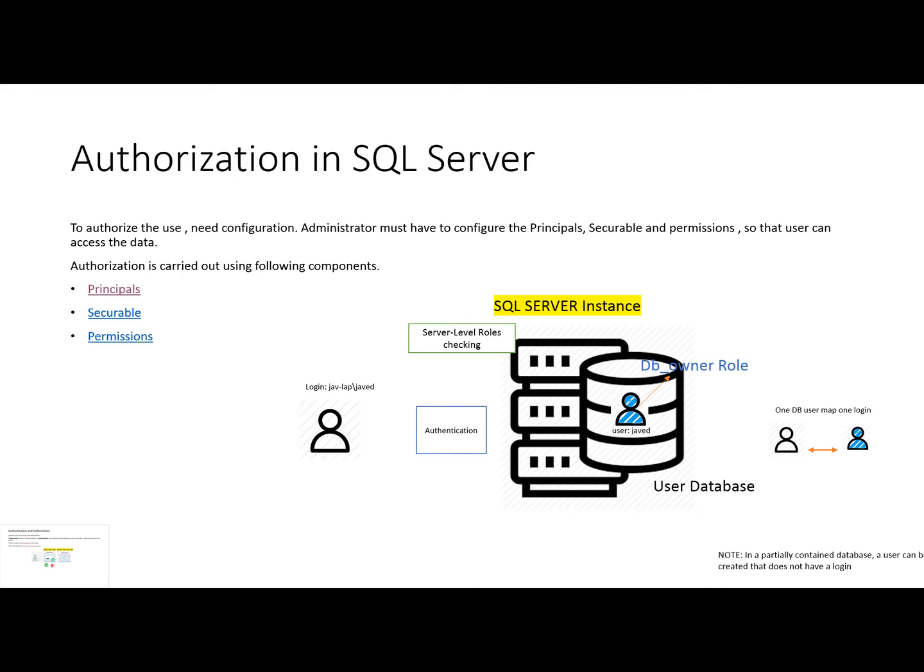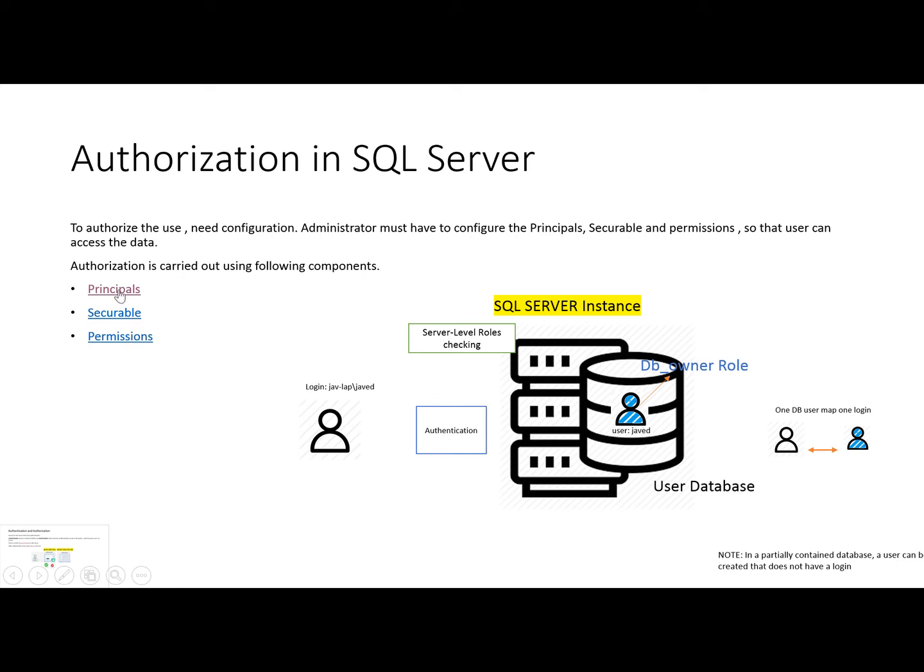This is the SQL Server security module, and in the previous video we discussed authorization. We implemented authorization in the previous video, and we came to know that authorization is the process of assigning resources to authenticated logins. The authorization process is carried out by configuring some components, and these components are principals, securables, and permissions.